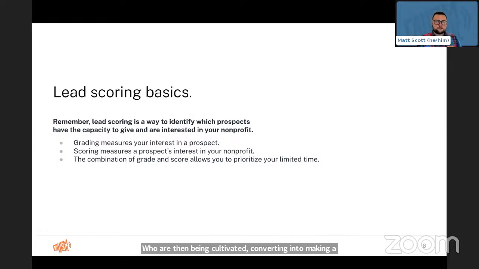So first, grading measures your interest in a prospect, and scoring measures a prospect's interest in your nonprofit. It's actually the combination of the grade and the score that allows you to prioritize your limited time on the most engaged supporters with that highest capacity to give. The folks that are most interested in your content, most interested in your nonprofit, and have that capacity to make a gift to support your incredible mission. That's who we're trying to look at.